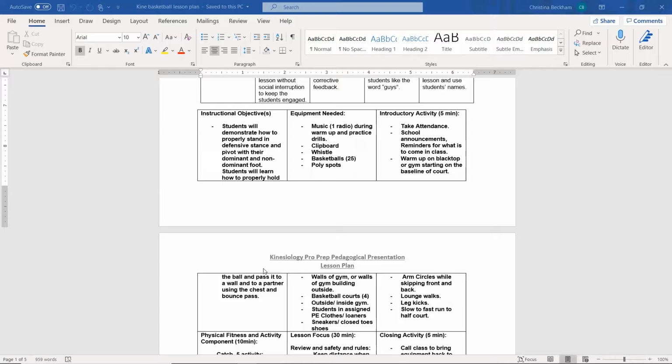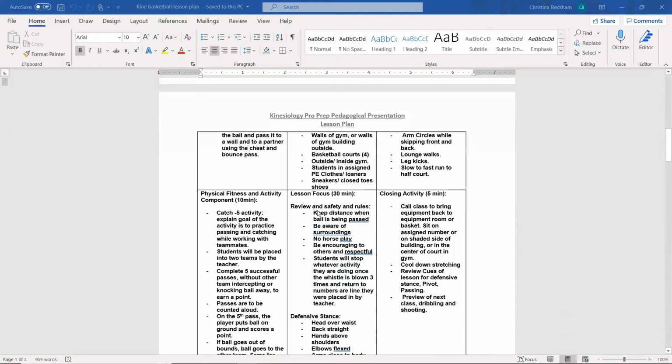For the introductory activity, I will take attendance, school announcements will be told, and reminders for what is to come up in class. Warm up on the blacktop or gym starting on the baseline of the court. The students will do arm circles while skipping back, front and back, lunge walks, leg kicks, and slow to fast run to half court.